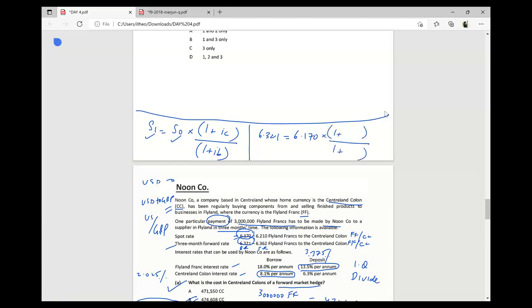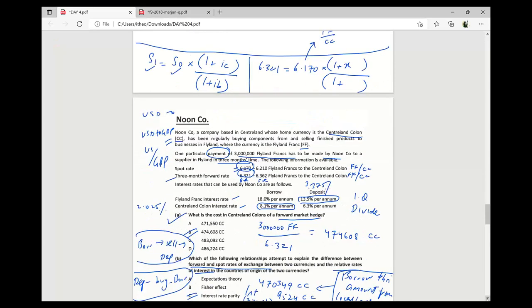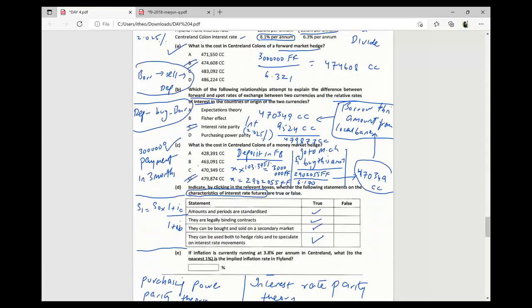The inflation rates of the two countries need to be placed. Since this spot rate 6.170 is FF over CC, and FF, Flyland, is above, we will put the inflation rate of Flyland above, and CC is in the denominator, so we will put the inflation rate of CC in the denominator. The inflation rate of Flyland needs to be found out. So the inflation rate of Flyland is X, and inflation is 3.8% per annum in Centreland.